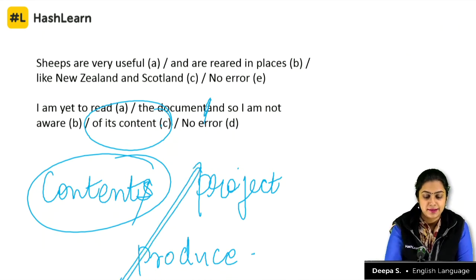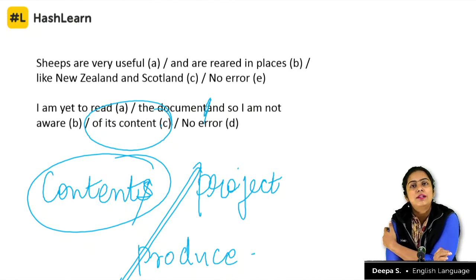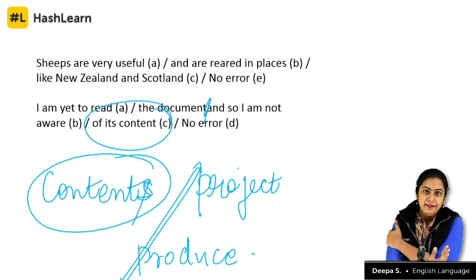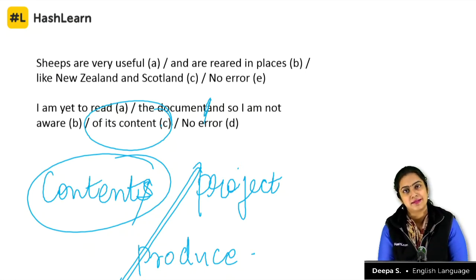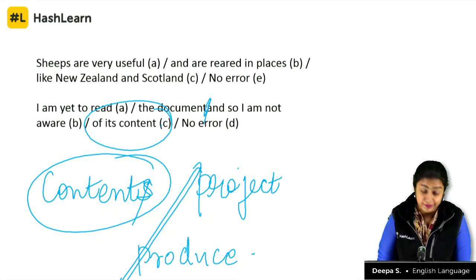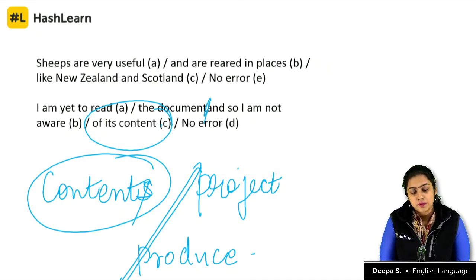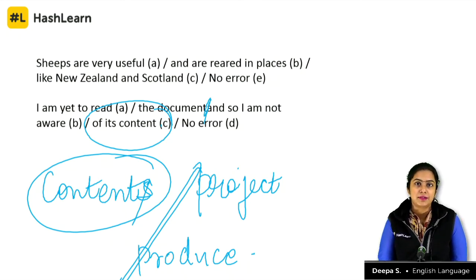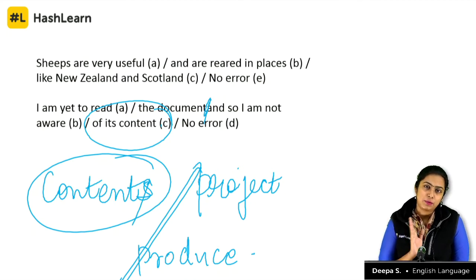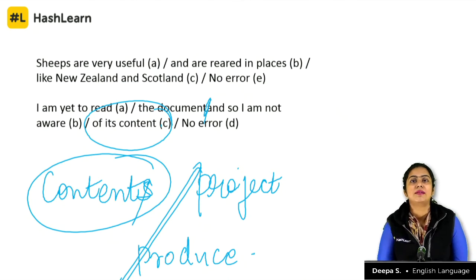Why did I write these two again? You can make out the difference between content and content only when you pronounce it. One is an adjective, the other is a noun. Contents, by the way, the noun form, is always in plural. Similarly with project and project, produce and produce, the difference between the verb and the noun form is seen only when you pronounce it.